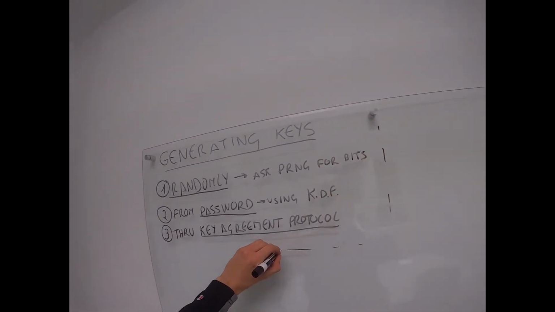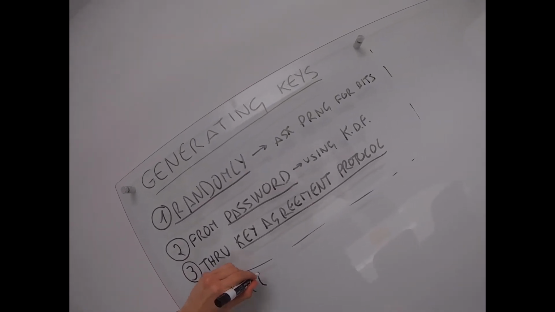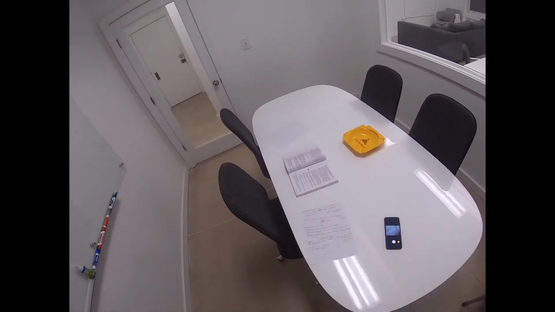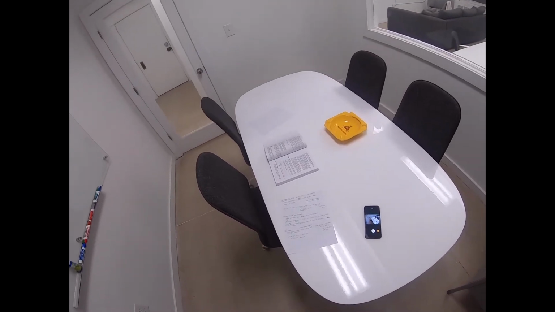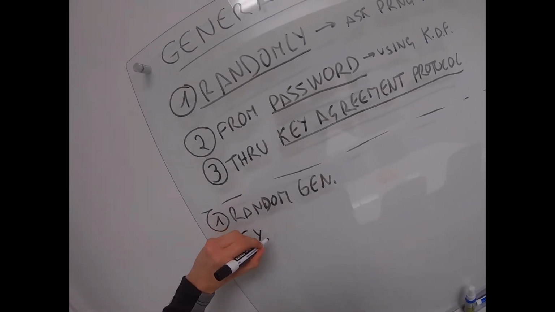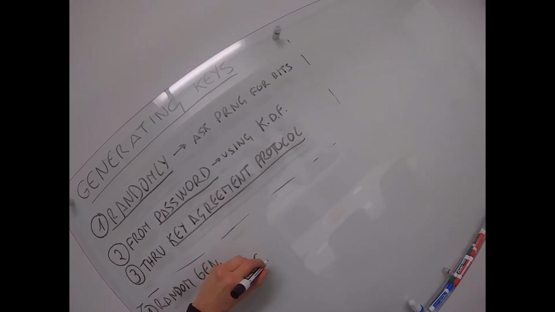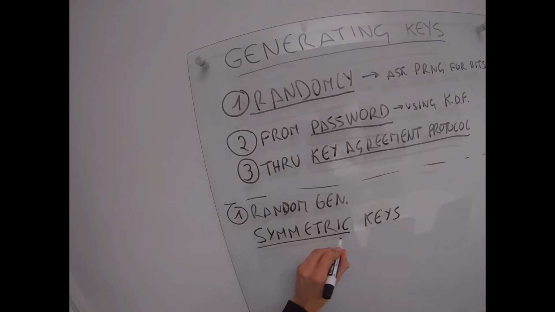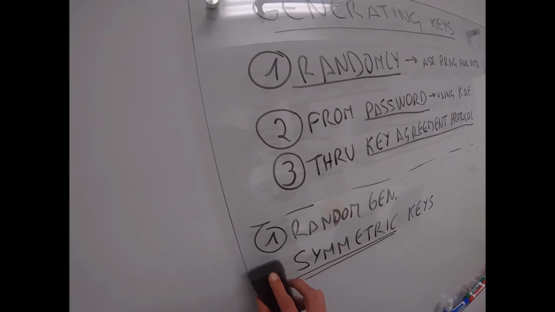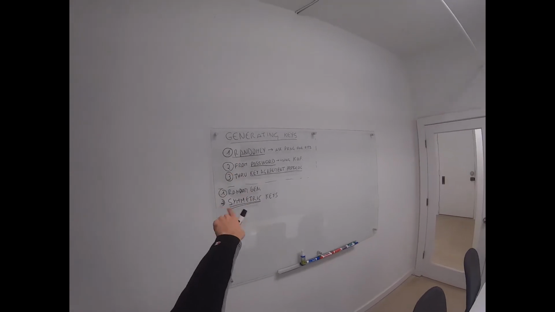So let's go back to number one, random generation, and first talk about symmetric keys. We can call it 1A. Keys generated randomly: symmetric keys.